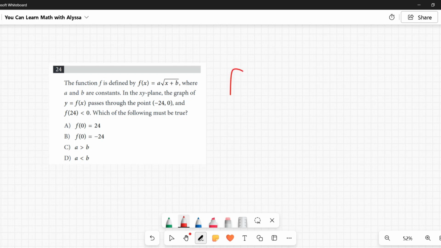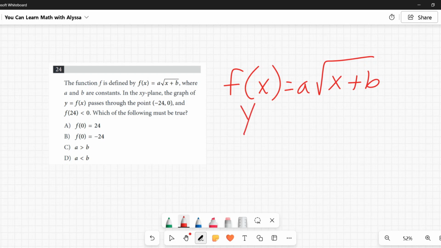Okay, so we have f of x equals a times the square root of x plus b. A and b are numbers. They are constants. We are told that when we graph this, where y is f of x, it passes through the point negative 24, 0. Well, let's plug in negative 24 and 0 into this equation and see what we might be able to deduce about this.